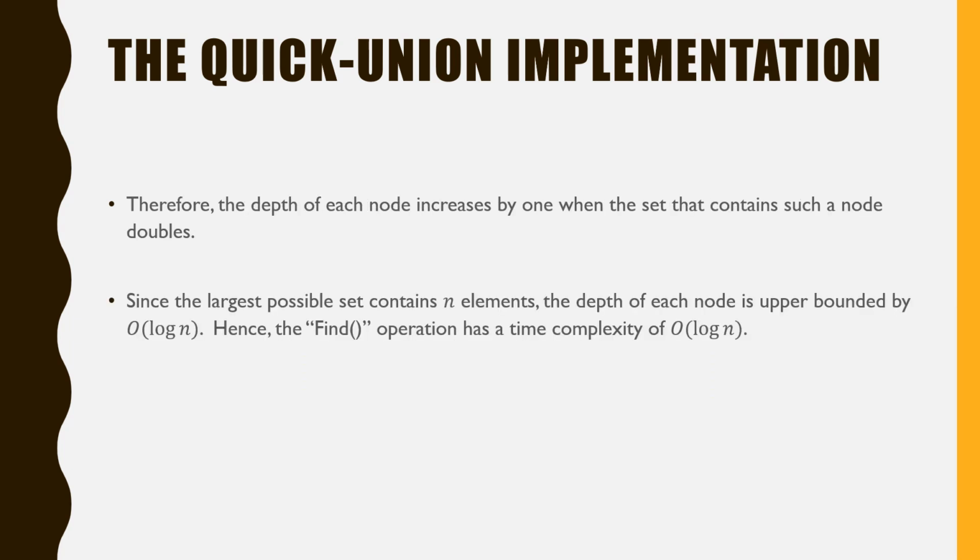In summary, merging two trees has the following effect on each node in the smaller set. Its depth increases by 1, and the set that contains it becomes twice as large as before. Since the maximum possible size of a disjoint set is n, a node's depth can increase at most O(log n) times. Thus, the depth of any node is upper bounded by O(log n), which also determines the time complexity of the find operation.